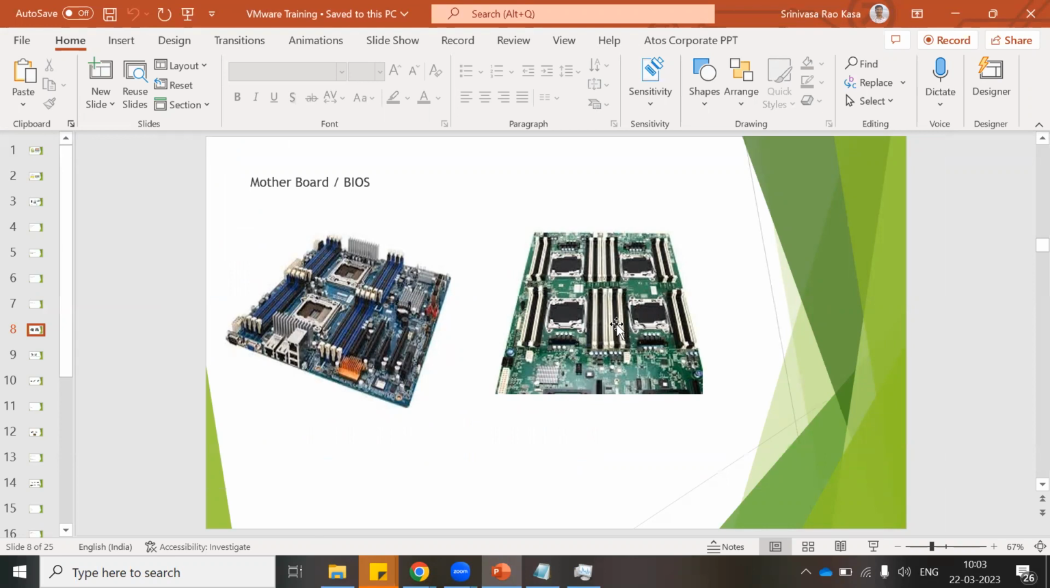As an administrator, as a VMware administrator, I should understand by going through that server manual, the specification manual, how many processors are installed and how much memory it can support for each processor, like that. Clear? Okay.